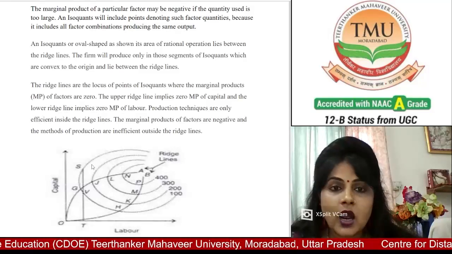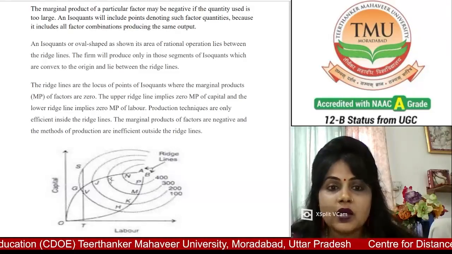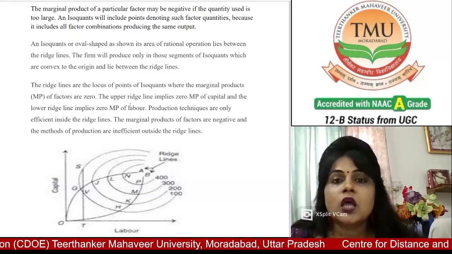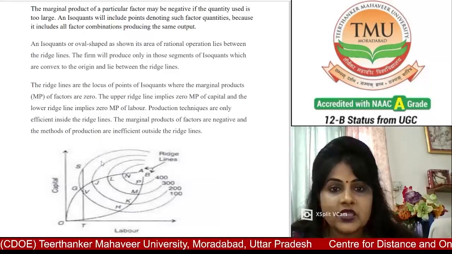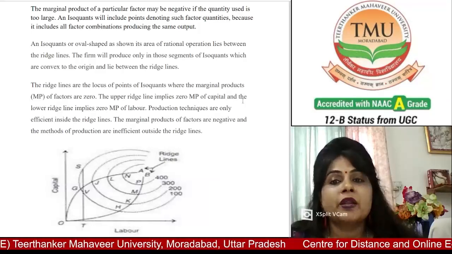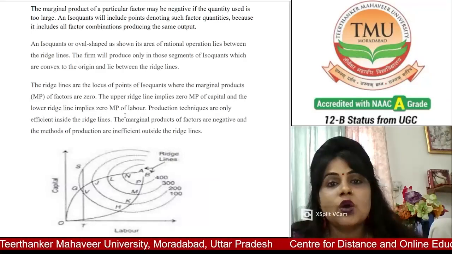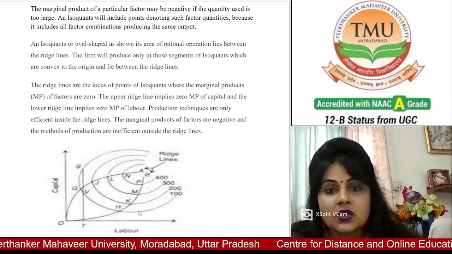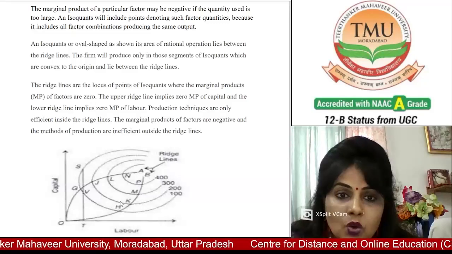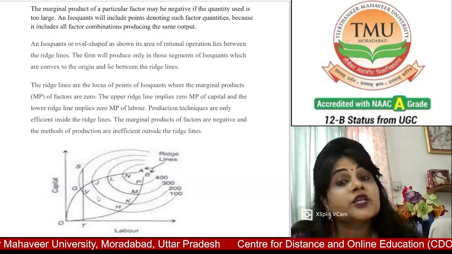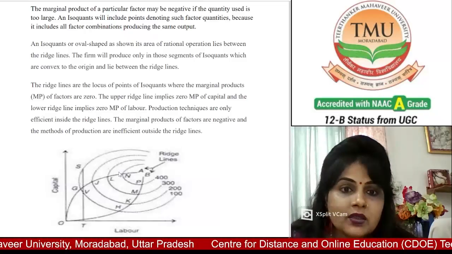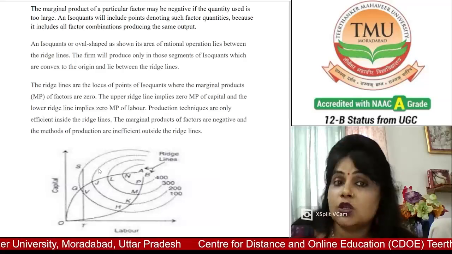Outside the ridge lines, the MP of the factors is zero. The upper ridge line implies zero MP of capital and the lower ridge line implies zero MP of labor. The part which falls inside the oval area of the isoquant is a rational area of rational operations, but in the parts outside, the MP is zero.